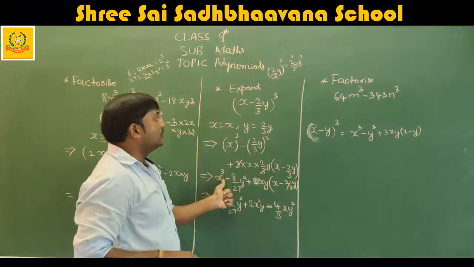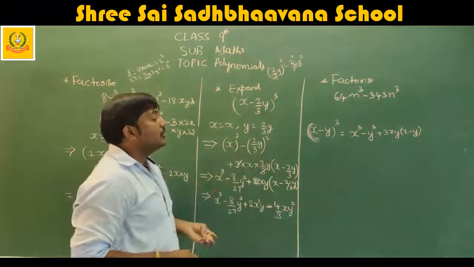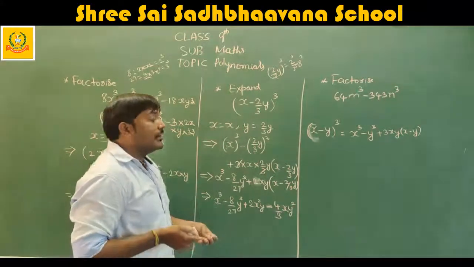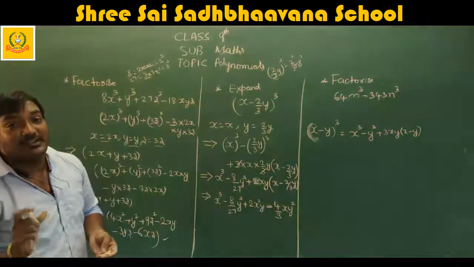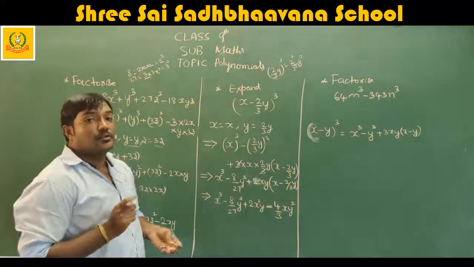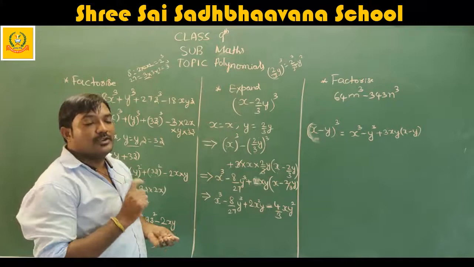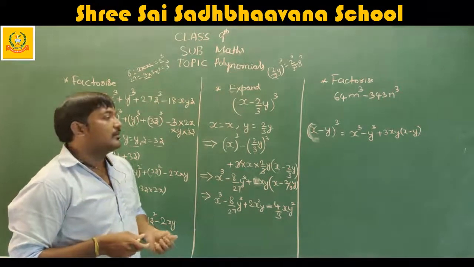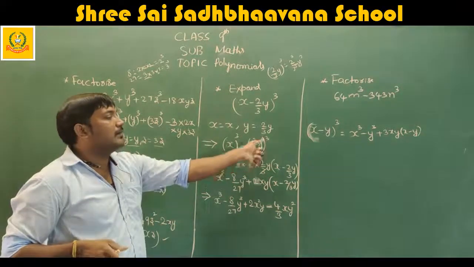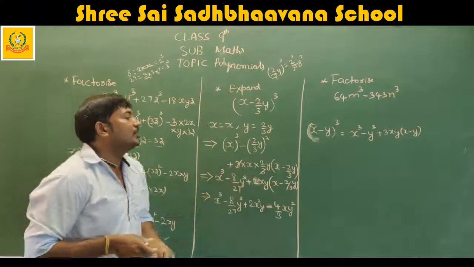So x cube itself, and 2 by 3 whole cube. Again, just remember, whenever you cube, each and every term should get the cube. You should cube each and every term in the base. Okay, so 2 we should cube, 3 also, y also. So 2 cube, 3 cube and y cube.